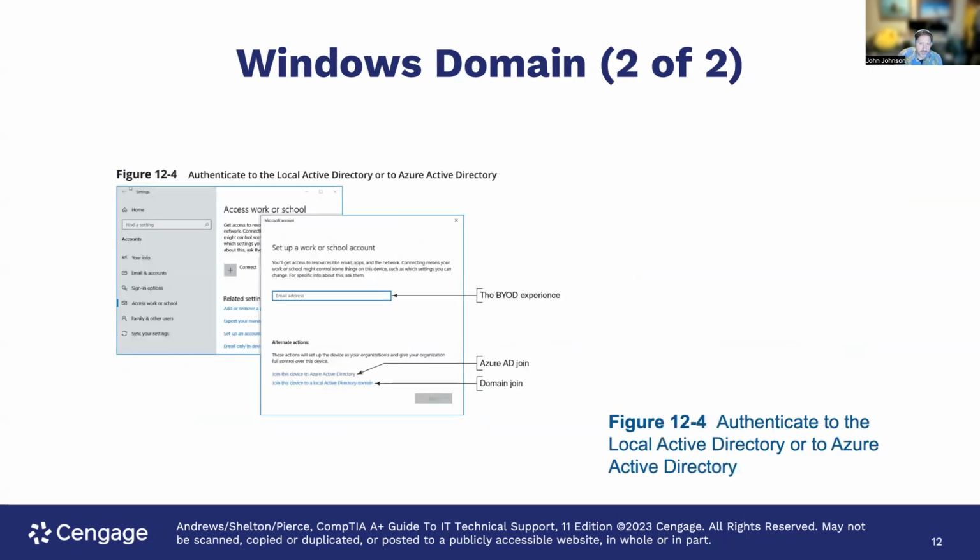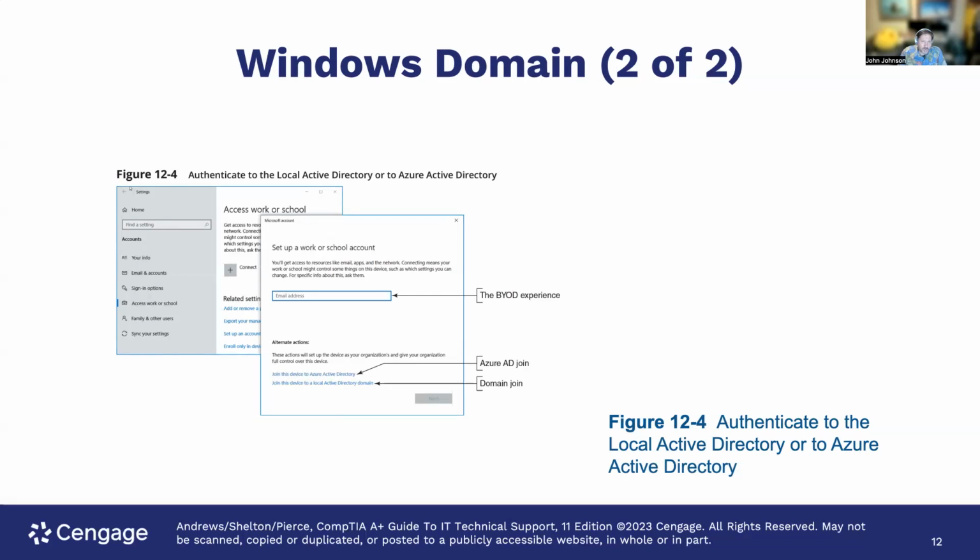And here is a screenshot of what you're going to be looking at when you set everything up to join. You can set up a work or school account, what Microsoft calls the bring your own device experience. And then you've got the alternative actions down below it, where you can join Azure AD or you can join the domain. So if you're in an enterprise, you would be joining the domain.